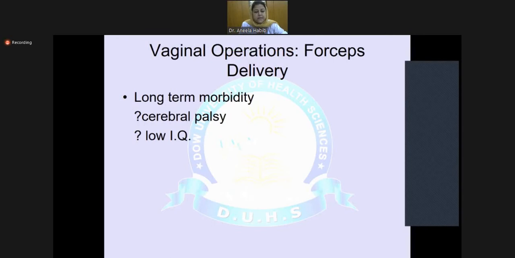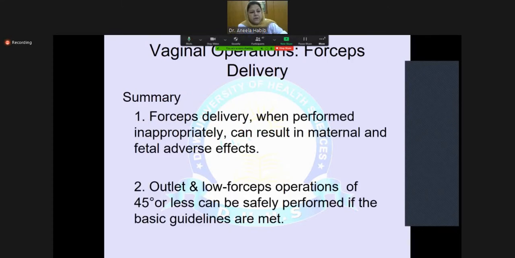Some say the baby may develop cerebral palsy or low IQ as a long-term morbidity, but that happens because of the instrumental delivery and the compression of some of the nerves while doing this procedure. So in summary, forceps delivery when performed inappropriately can result in maternal and fetal adverse effects.